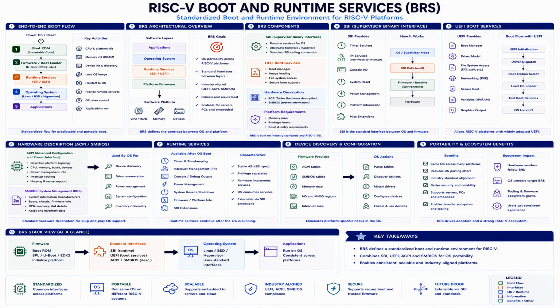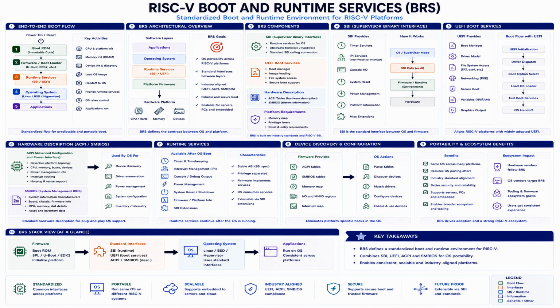Now let's walk through a typical SBI call. The operating system running in supervisor privilege mode decides it needs a service, say a timer tick. So it issues an SBI request, passing the appropriate function identifier and any other arguments. The request lands in the firmware, which executes in the most privileged machine mode.